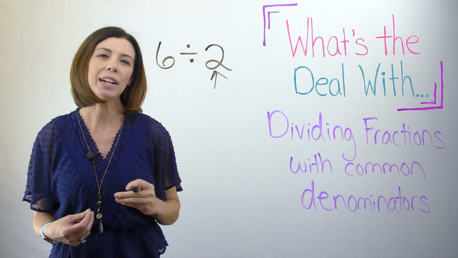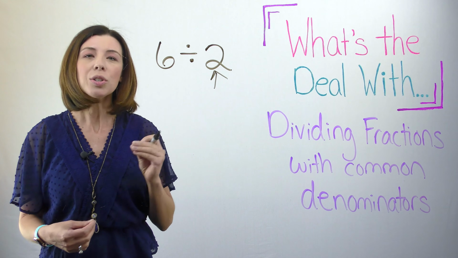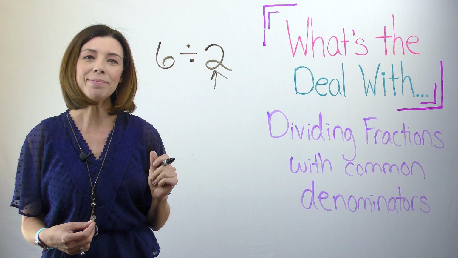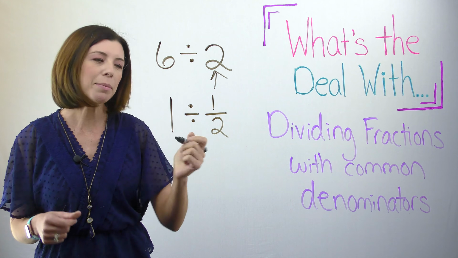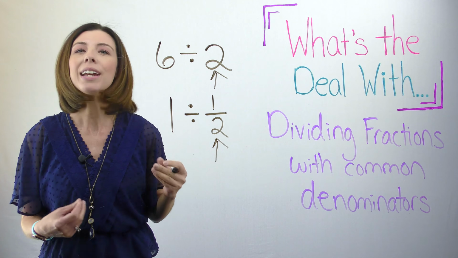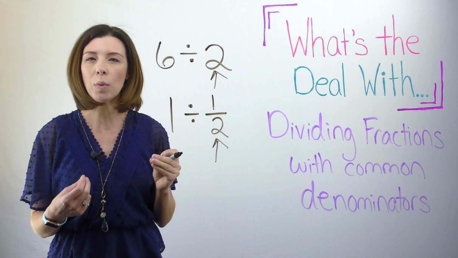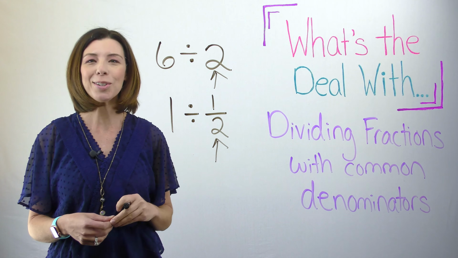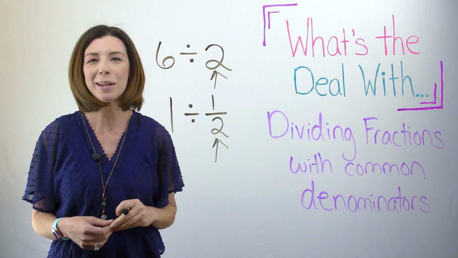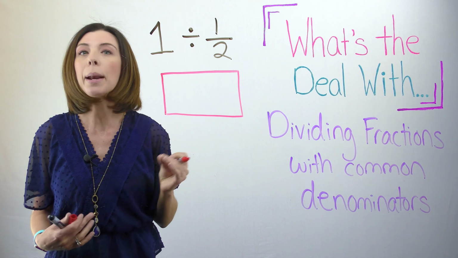When we think about dividing fractions, we're actually going to think about it the same way. So when I think about this problem, I'm actually going to be asking myself, how many copies of 1/2 can be found in 1? It's really important that you understand this way of thinking before I show you how to divide using common denominators. First, I'm going to start with this rectangle to represent my whole.